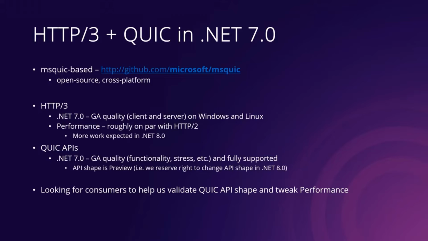So you can use it, it's supported. If you find a bug and it's important, we're going to fix it in servicing and whatnot. But if you write an application on top of QUIC APIs, and then you want to migrate to .NET 8.0, you need to be prepared that you might be forced to make some small changes, catch a different exception or something like that. We're going to document the changes for .NET 8 so that it's easier for developers.